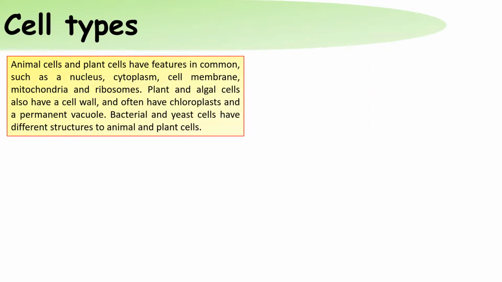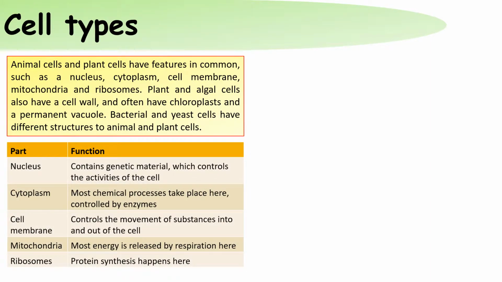Animal cells and plant cells have many common features such as a nucleus, cytoplasm, cell membrane, mitochondria and ribosomes. However, plant cells and algal cells also have cell walls and chloroplasts and a permanent vacuole. Bacteria and yeast cells have different structures depending on their type.